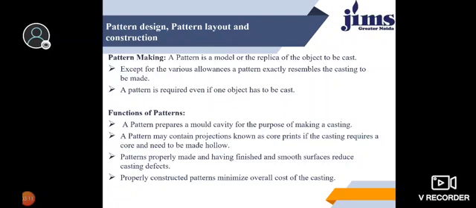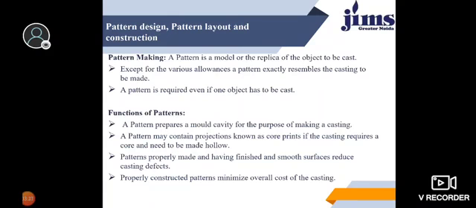So first of all, there are various steps for making the casting product. First is pattern making. In this section, patterns are designed. In pattern making, patterns are designed and prepared as per the drawing of the casting produced and delivered.